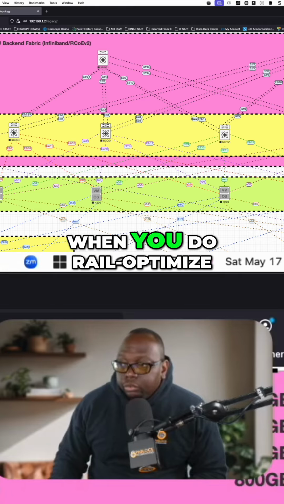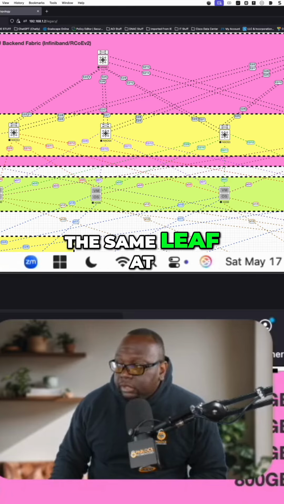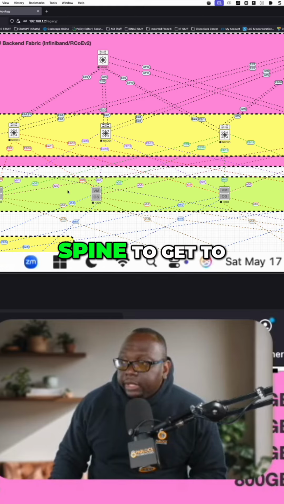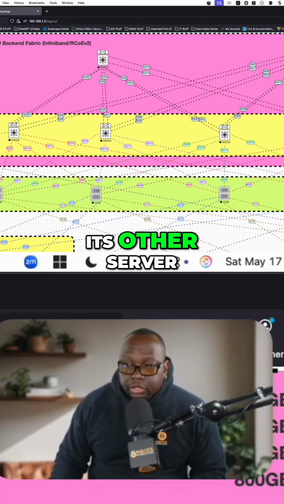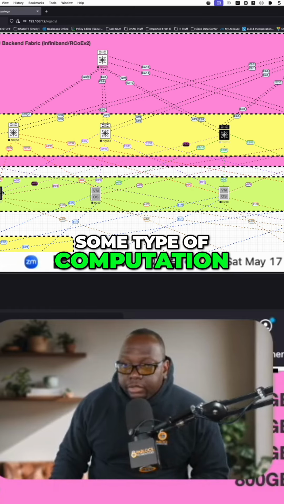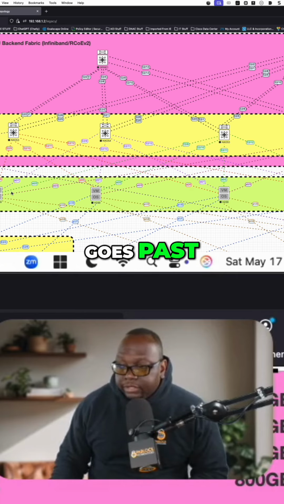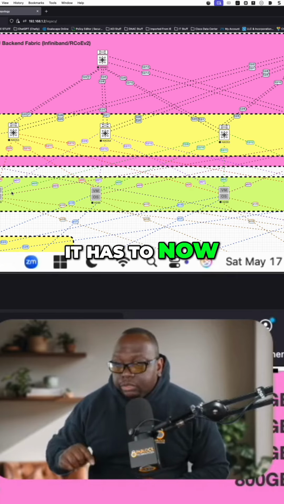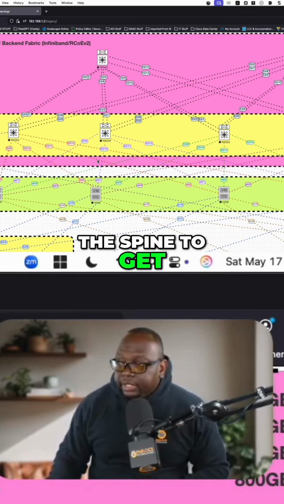When you do rail optimized and everybody's plugged into the same leaf at the GPU level, you never have to go up to the spine to get to another GPU in its other server. If you're doing some type of computation with AI and it goes past the GPUs that are in the box, it has to now use another GPU. Well, you don't want to have to go through the spine to get to that GPU.